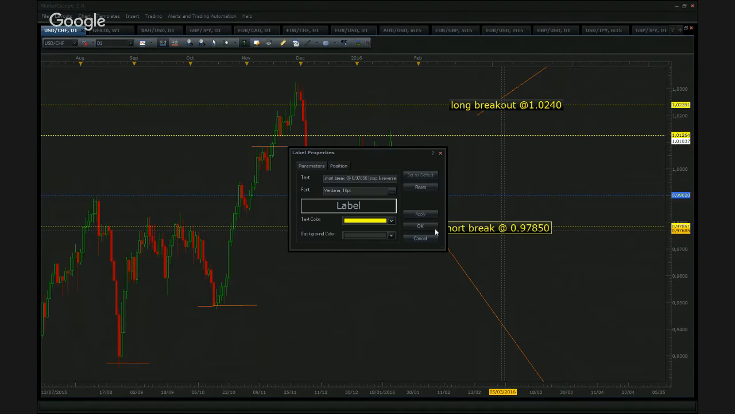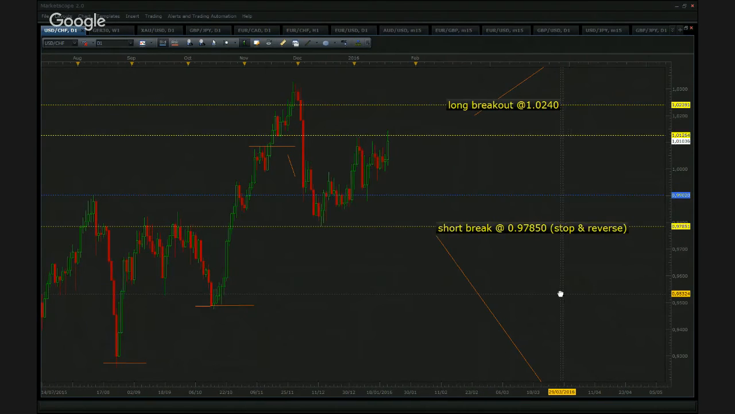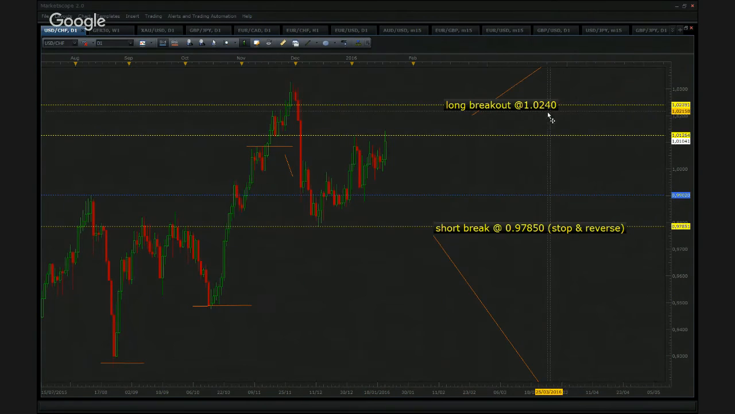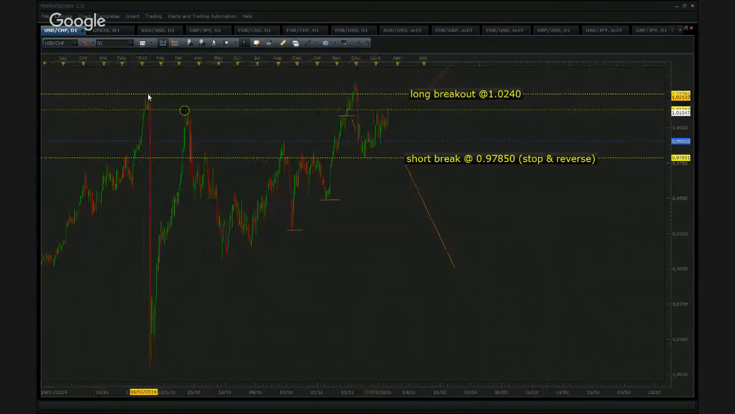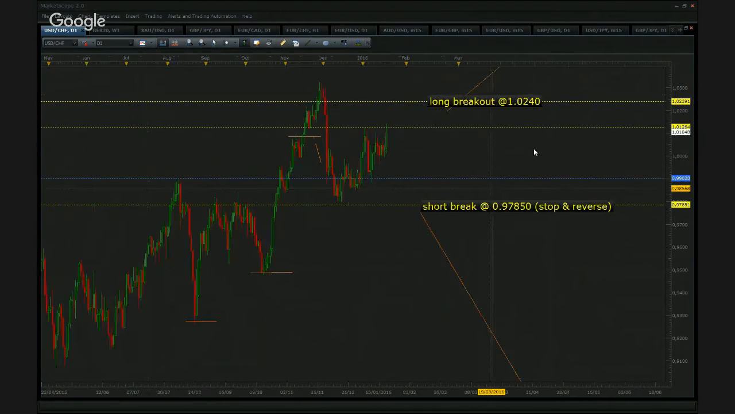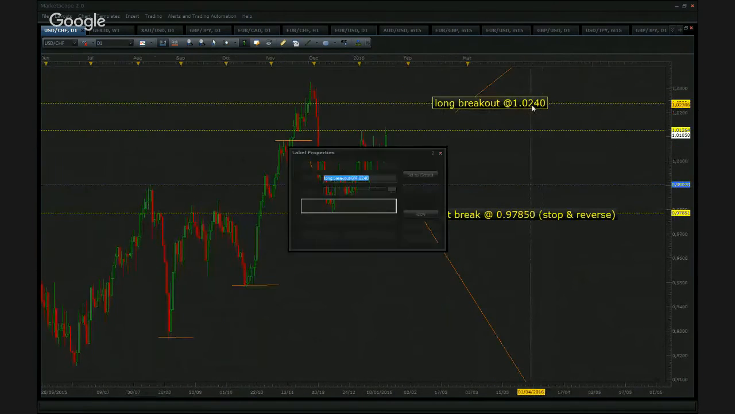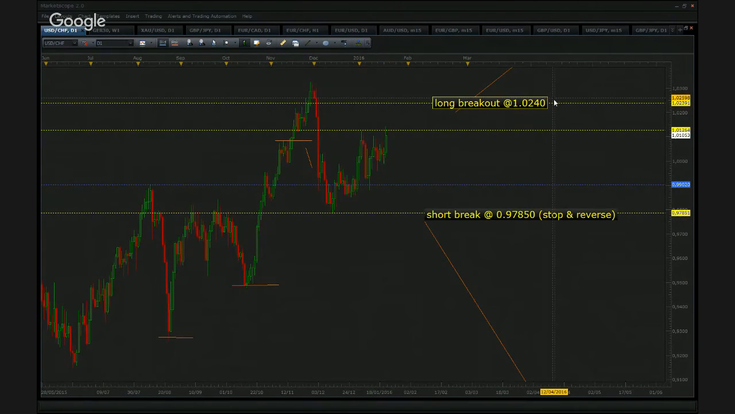On the other side, if I want to buy, I will do it only above 1.024. Why? Because this is also the high of 2014, the last high of the uptrend. Well, it was just in January, the first trade of January 2015. So I will buy above 1.024, but I will not do a stop and reverse here. I will just get stopped out and try to buy again.